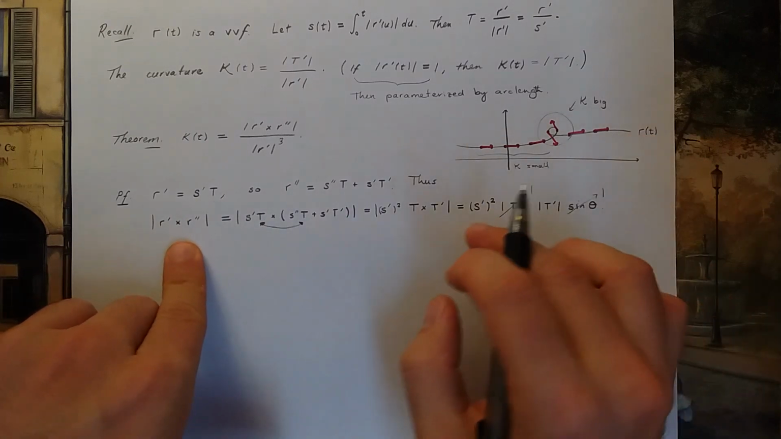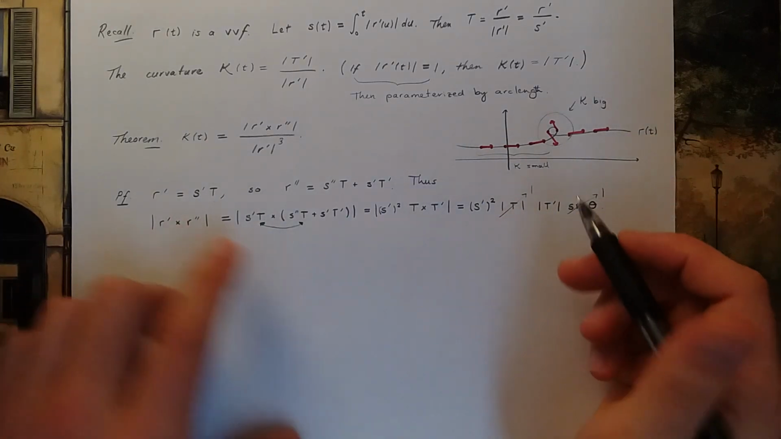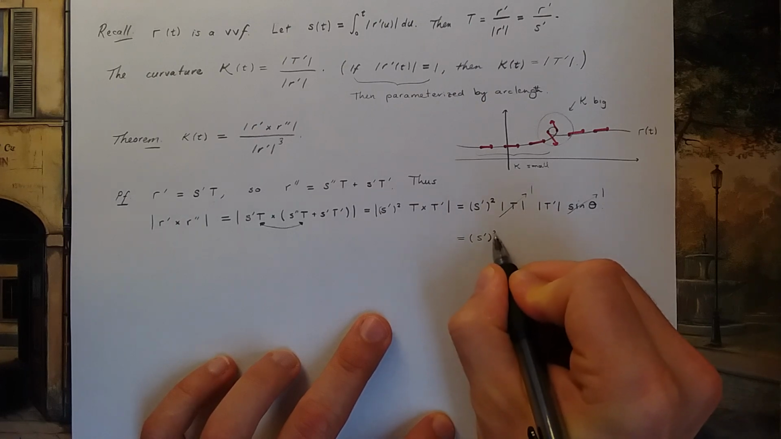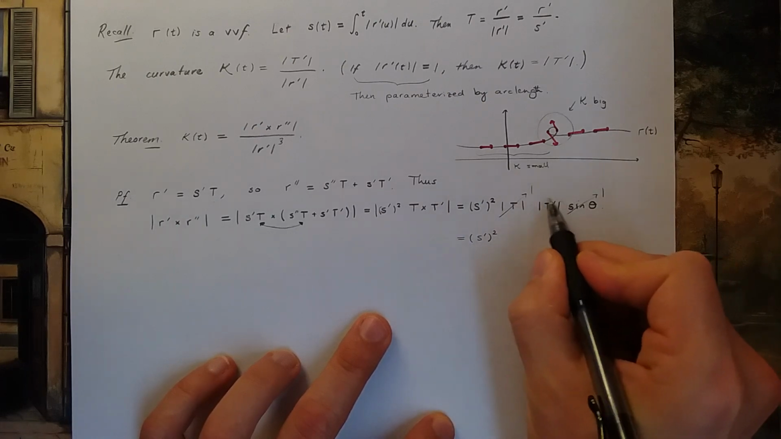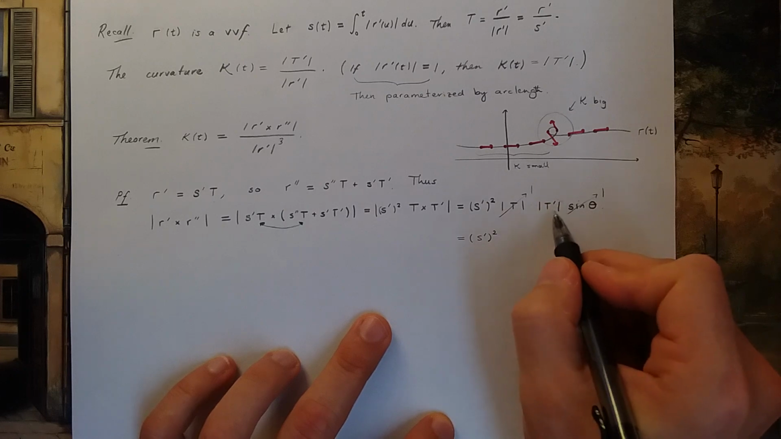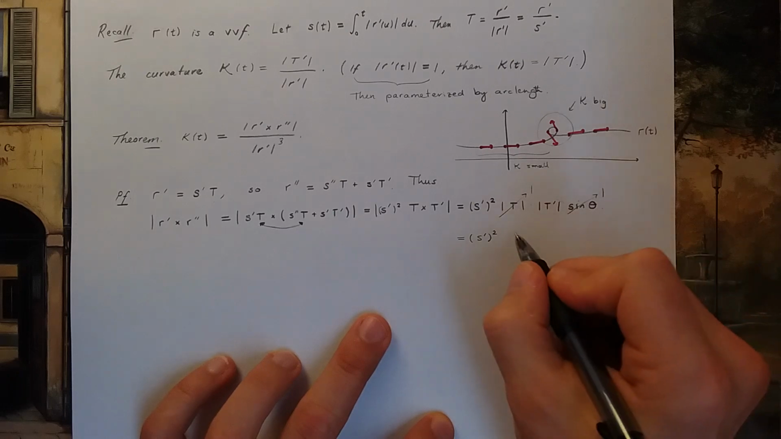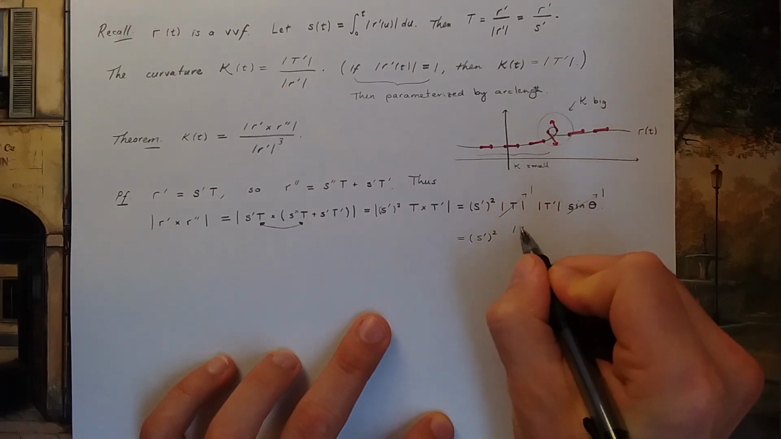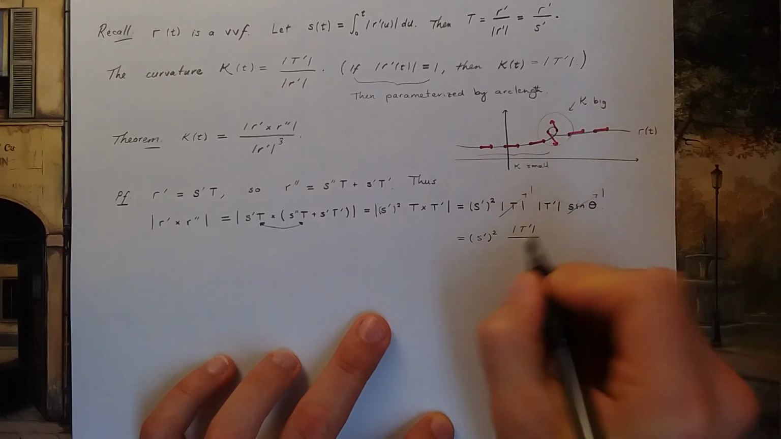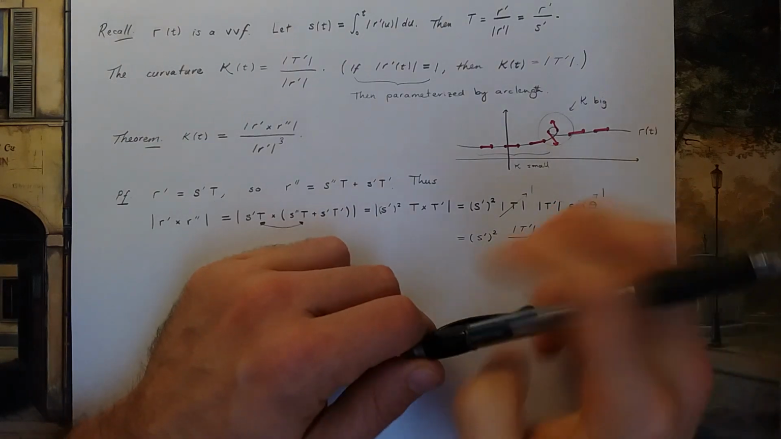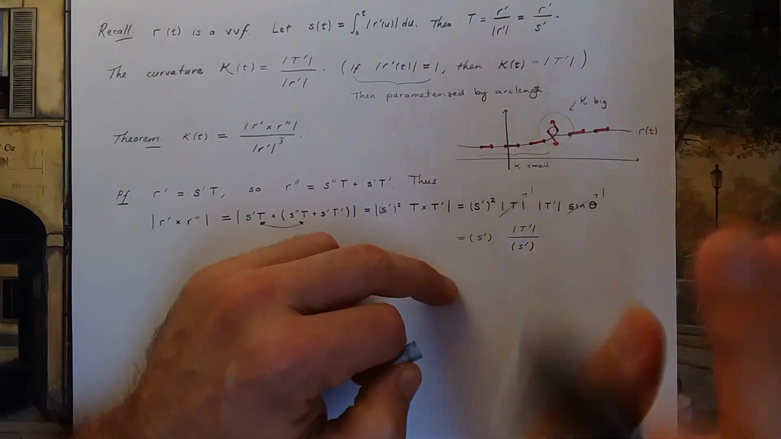So what we have so far is the magnitude of this cross product is equal to s prime squared, the magnitude of T prime. But because I'm trying to get kappa involved, I'm going to write this as the magnitude of T prime divided by s prime. And I'm going to change this to a cubed.